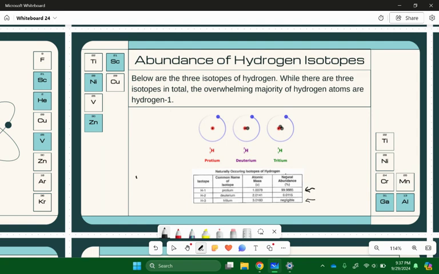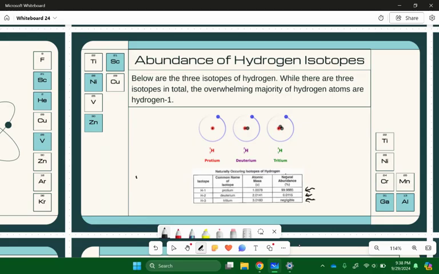Hydrogen 2 is commonly known as deuterium, and deuterium makes up just a very small fraction of a percent. It makes up 0.0115%. Okay. This means that if you had a container with 10,000 atoms of hydrogen, only one of those would be deuterium, most likely. Okay. So it's not very common.